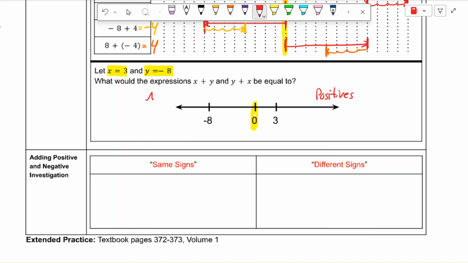And the negatives are always on, did I say left side? I think I might have said left side. Positives are on the right side, and negatives are on the left side. Sorry. Okay. So it says up here that x is 3. So we're going to label this as x. And then y is -8. We're going to label -8 as y.